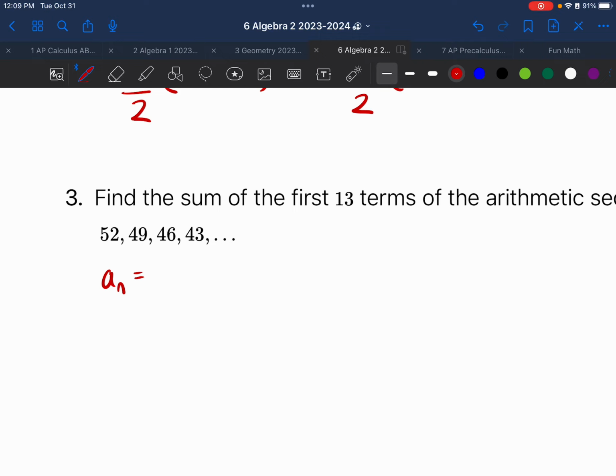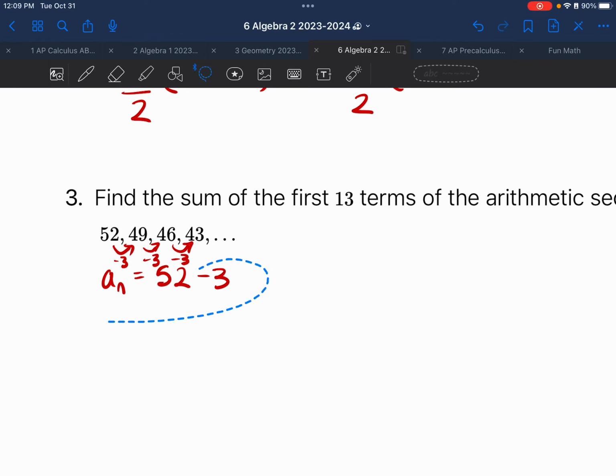I'm just going to randomly choose 52. I take 52, and then I'm going to add the common difference. In this case, I'm going to be subtracting, so I'm going to put a minus sign. How much are we subtracting each time? To get from 52 to 49, I did minus 3, minus 3, minus 3. They're always subtracting 3, so subtract 3.